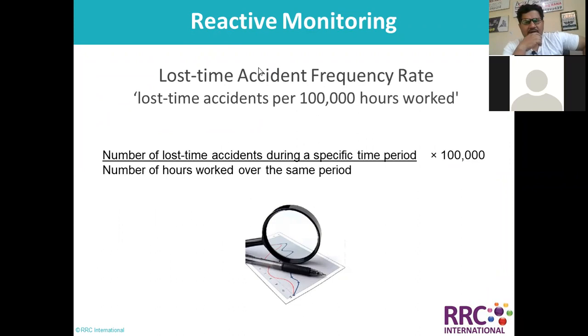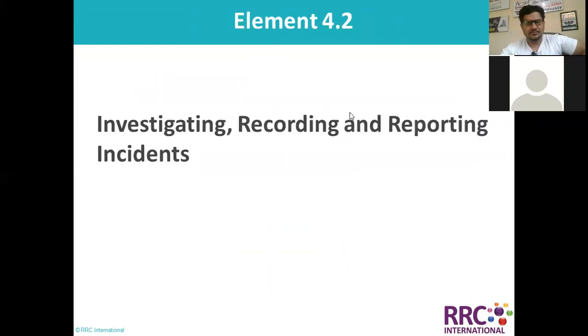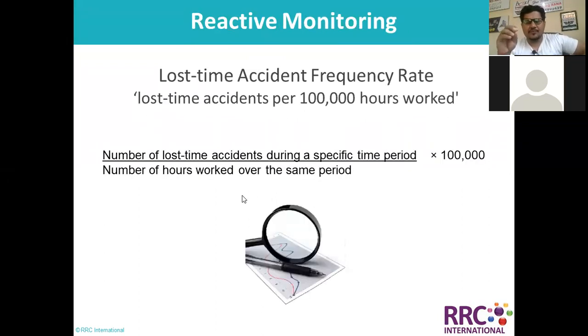Now, we are still discussing reactive monitoring. Lost time accident frequency rate. There is a formula: lost time accidents per 100,000 hours worked. Take the number of lost time accidents during a specific time period and the number of hours worked over the same period, and multiply by 100,000, and you will get the lost time accident frequency rate per 100,000 hours worked. Mostly, we either have software for safety data analysis and reporting, or otherwise we use Excel, where predefined formulas are there. You just put in the data and it is calculated automatically.